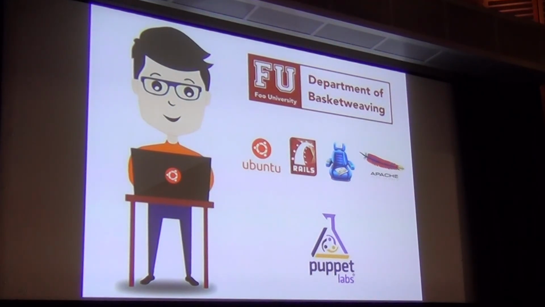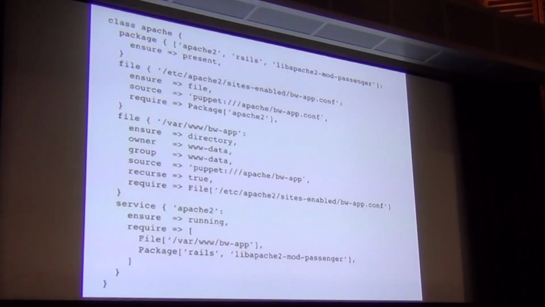So he follows some documentation to get a Puppet master up and running, get the agents installed, and then he sets out to write a module to deploy his application. So this is what he writes. This is not good code.